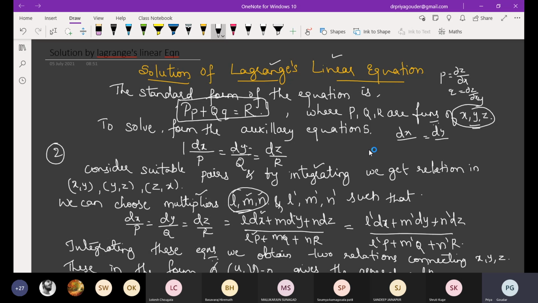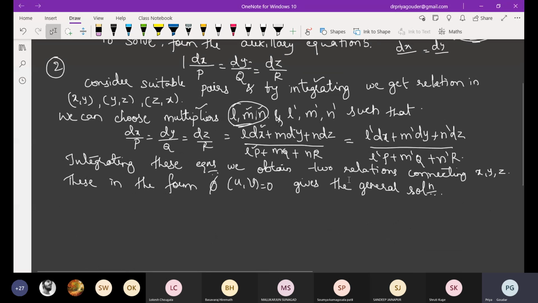Similarly, I can choose one more set and write the equation like this. This comes from the properties of ratios and proportions. Do you know, A by B equal to C by D? Can I write it as A plus C divided by B plus D? Can I write like this?